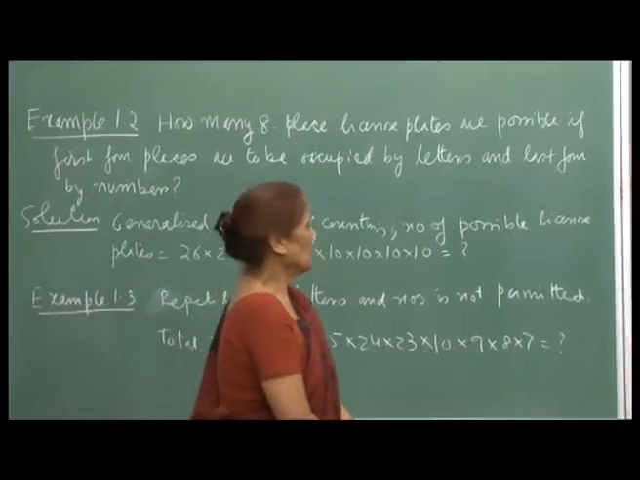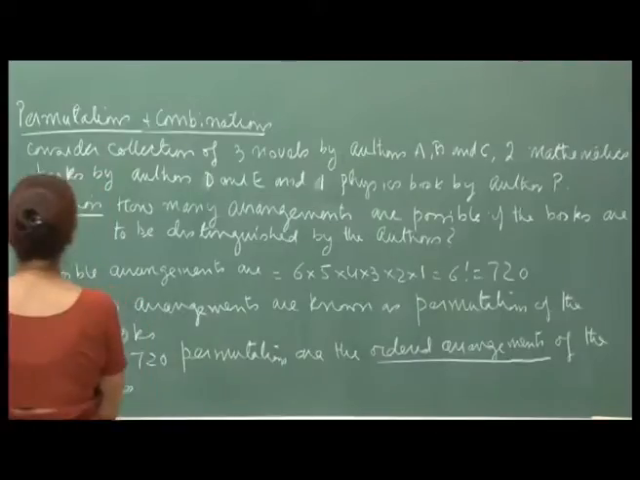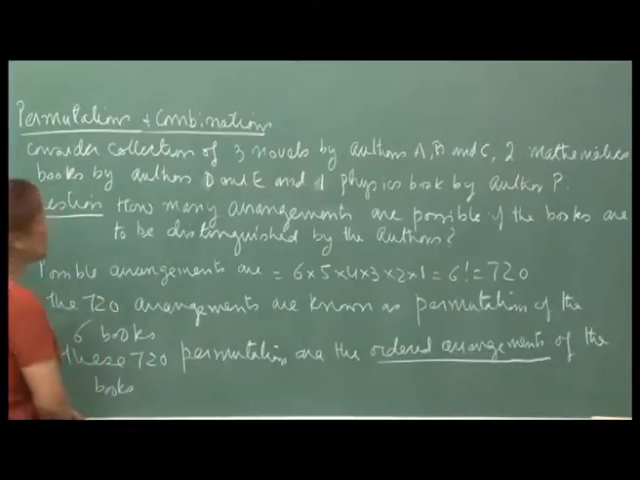outcomes, right. Now, another way of counting is done through permutations and combinations, and let me now try to explain the difference between permutations and combinations.